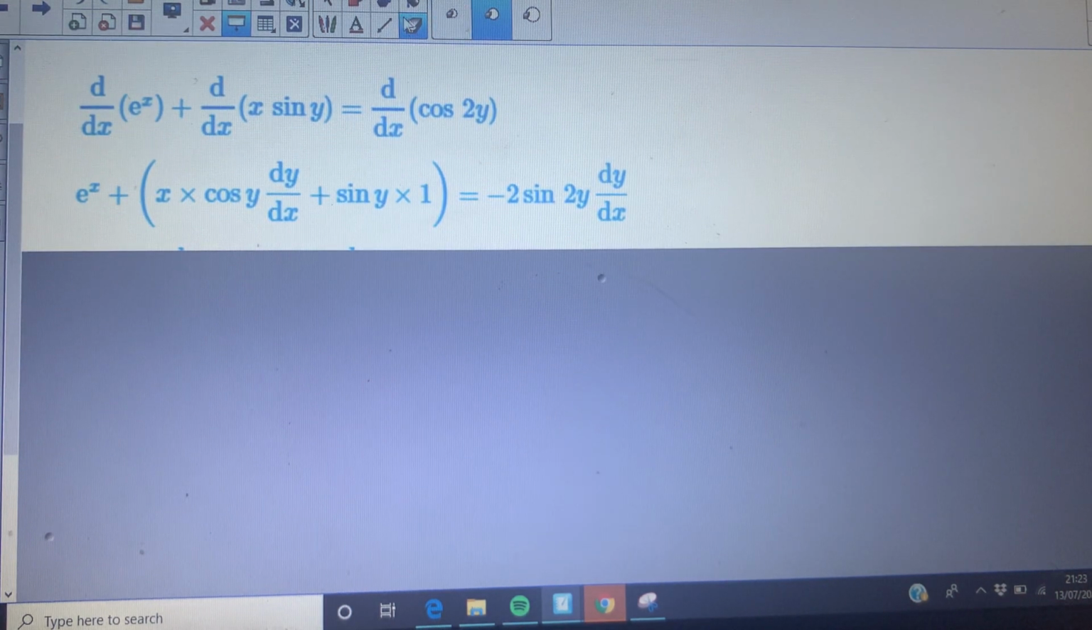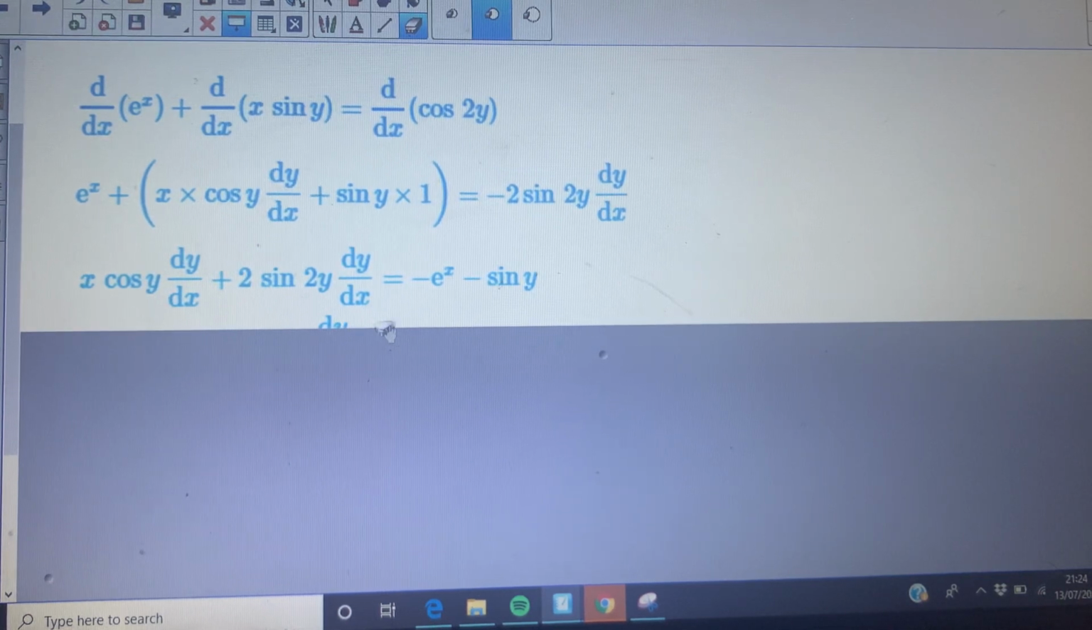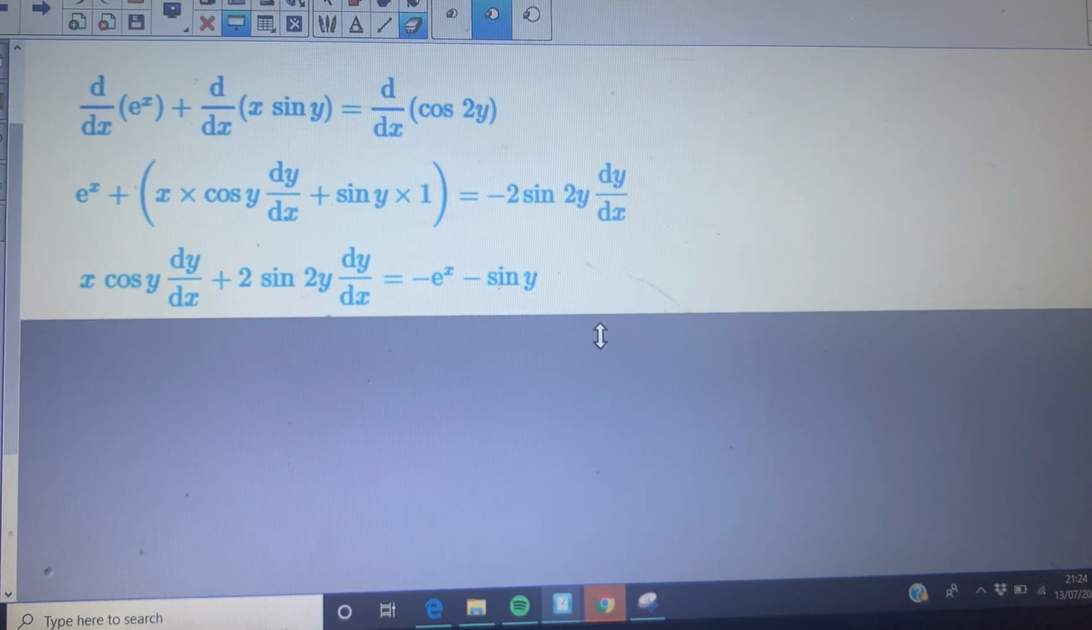Now, I don't really like where they've placed that dy/dx. I was wanting to put some brackets around there. We might really want that dy/dx more at the front. So what you're now going to do is simplify everything to make it a little bit neater. And what they've also done here is written this as e to the x plus x cos y dy/dx plus sin y equals minus 2 dy/dx sin 2y.